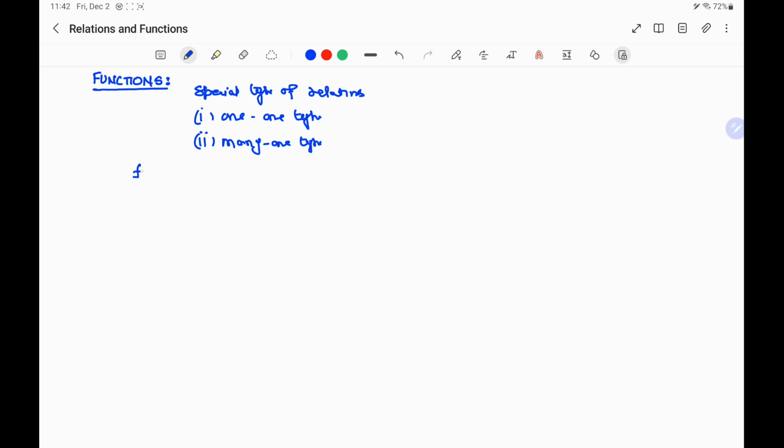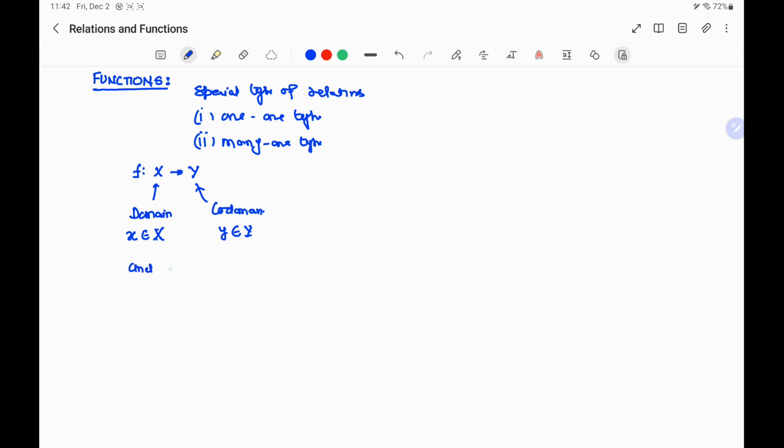We represent the function as f: X to Y. Here, this X is the domain of the function. Suppose an element of the domain is x, so x belongs to X. And Y is the codomain of the function. And if y is an element of codomain Y, we represent y belongs to Y.